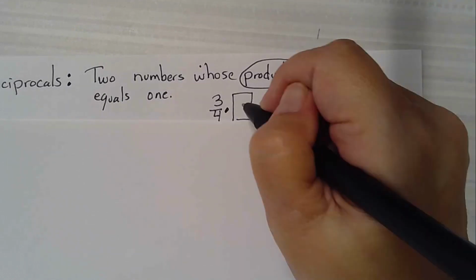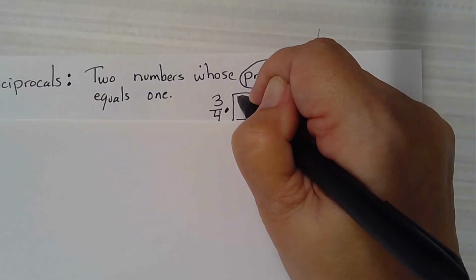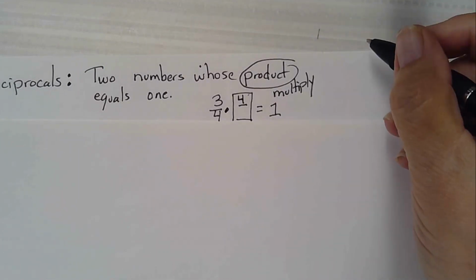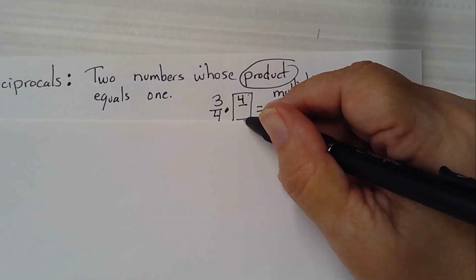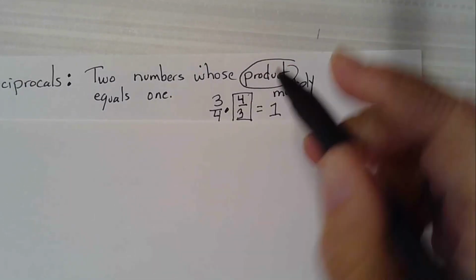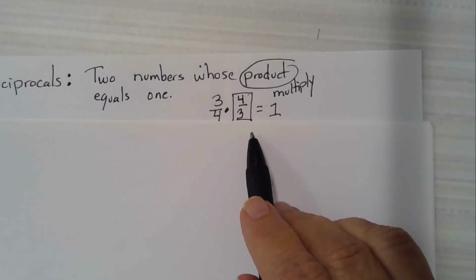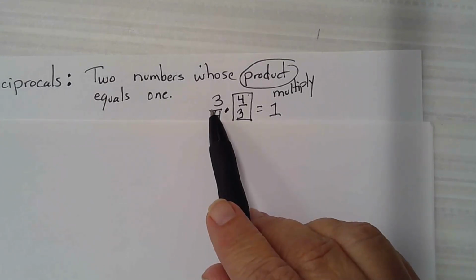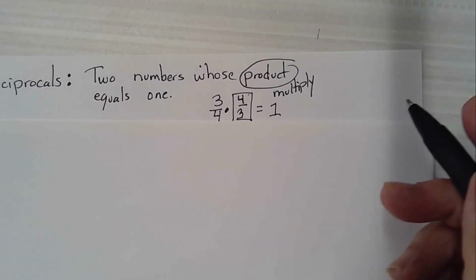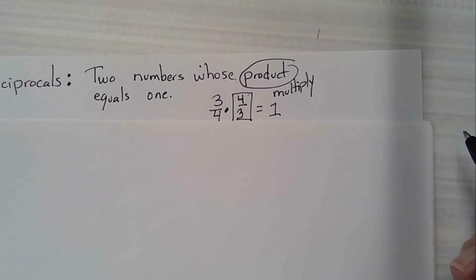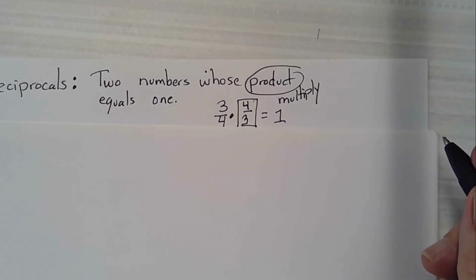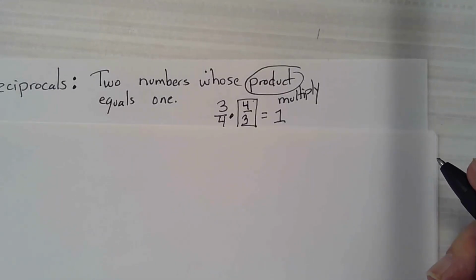So if I have a 4 on the bottom here, I have to put a 4 here. So 3 times 4 is 12. And then on the bottom here, I'd have to put a 3. So that 4 times 3 is 12. And so that's why the numerator and the denominator end up flipped, right? So they do end up being flipped when you have it in fraction form. But the definition is not flip it. The definition is the product equals 1.